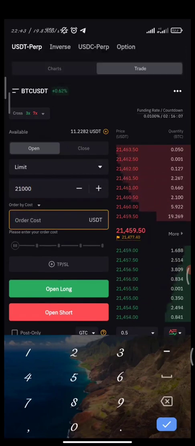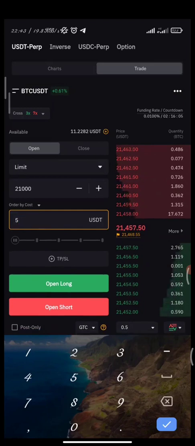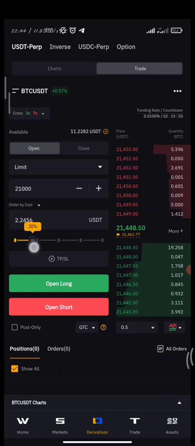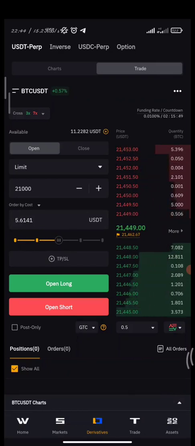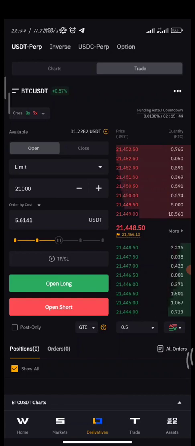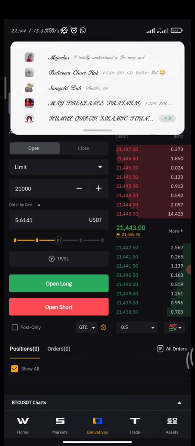I can decide to put $5. In spot trading, it's saying you cannot do anything less than $10. But in futures, you can actually do that. But let me just drag. I love using dragging. So let me just say 50%. 50% of $11 is 5.6. Since I want to long, I want to buy, okay, let me add. You can decide to put stop loss and take profit.